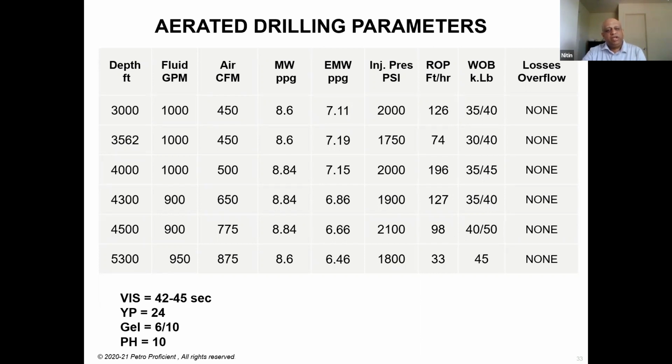If you had been drilling just with mud, you would have had an equivalent mud density of 8.6 ppg, 8.8 ppg. But by adding air, you were able to get 7 ppg equivalent mud weight. Now the injection pressure is around 2000 psi, nothing unusual, very much within the range. But you can achieve between 6 to 7 ppg of equivalent mud weight by using this technique.